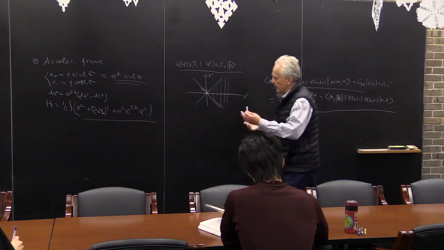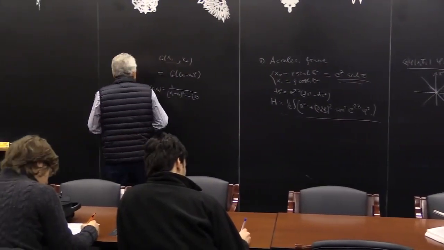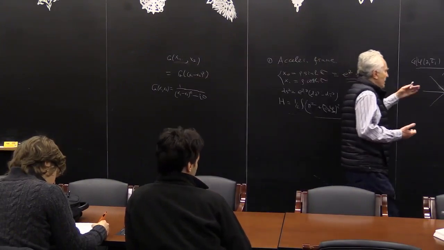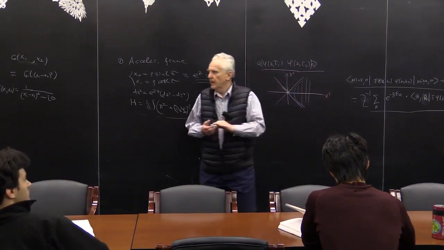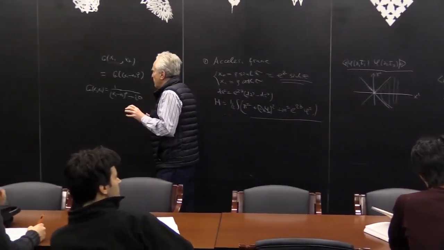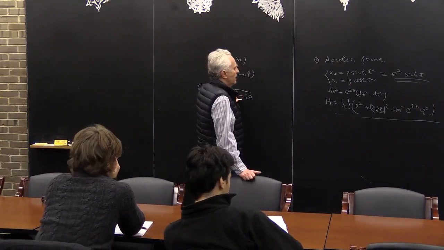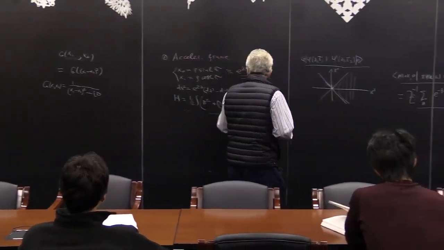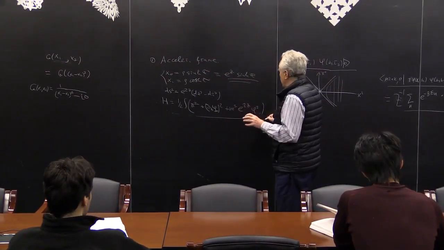So how to see that this is indeed the case, and what does that mean? In fact, physically, so far it's a formal mathematical statement. The formal mathematical statement is that when you restrict, you have a Hamiltonian in the accelerated frame.